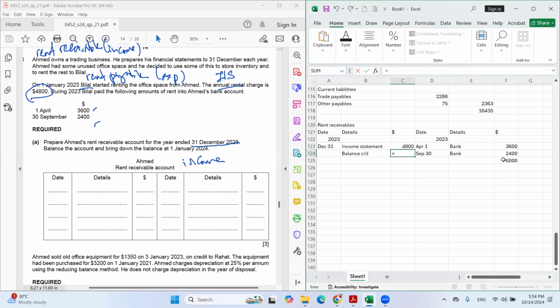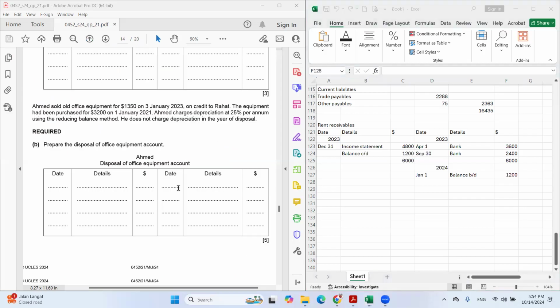So this means we have a liability, which is the balance c/d. Take the credit 6,000 minus 4,008. This is the liability that Ahmad has. It means that Bila paid in advance. Bring the balance c/d to the next period, which is 2024, January 1st, balance b/d. Balance c/d, balance b/d always complete one set. Okay, so that is the information for the rent received.